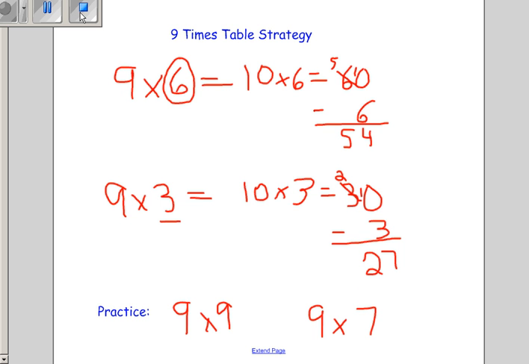Next week, we're going to be having our quiz. We're going to go back and do a little bit of review. So we're going to have a bigger quiz. So it's going to be the 4, 5, and 6 times tables.